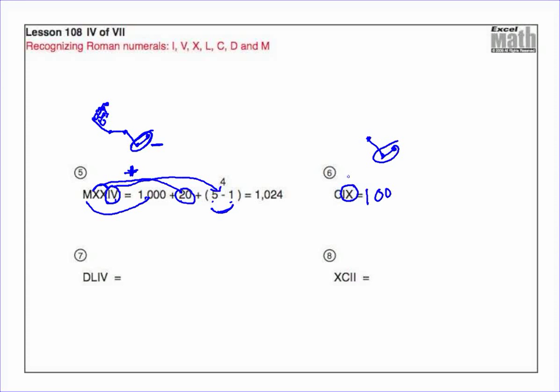We've got 100. We're going downhill, but we're going to add, of course, because we're going downhill. But this part that's circled becomes a subtraction problem. That's a 1 and a 10. Now I'm going to put the 10, the bigger number first, 10 minus 1. And 10 minus 1 is equal to 9. So 100 plus 9 is 109.